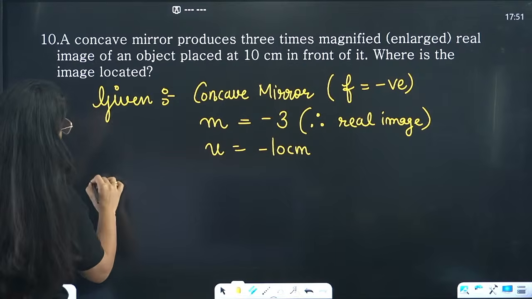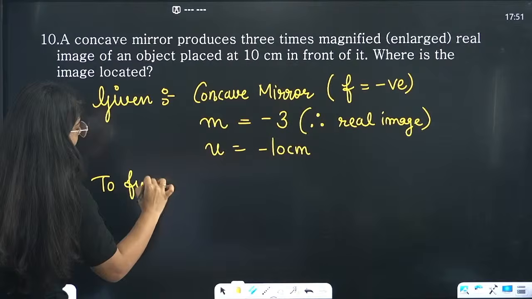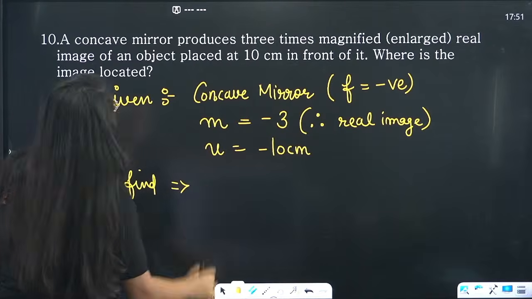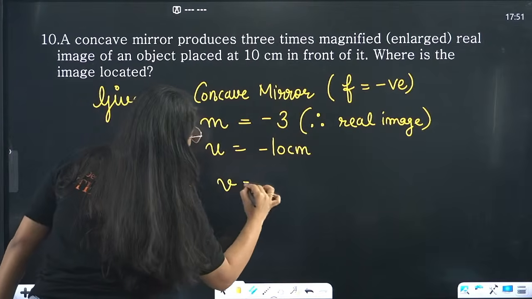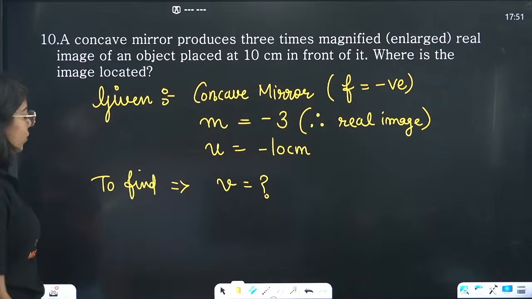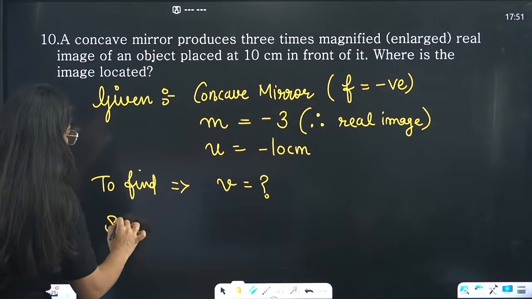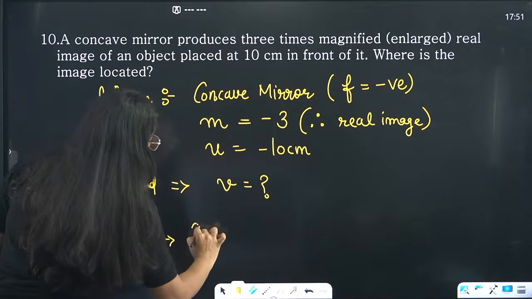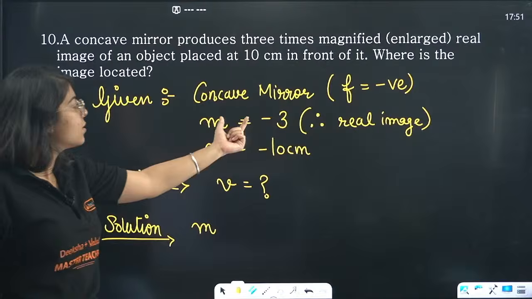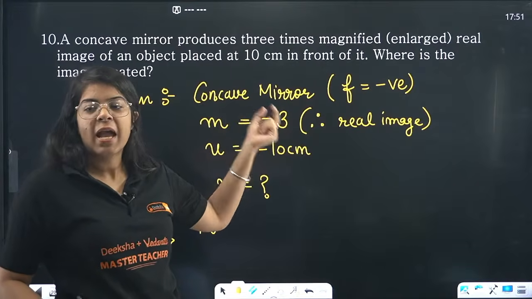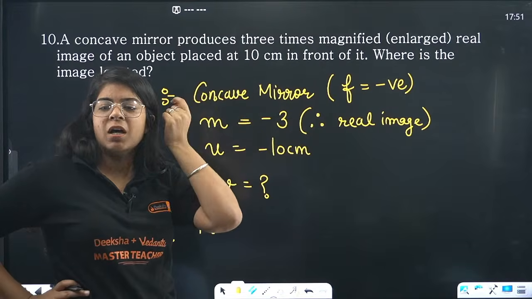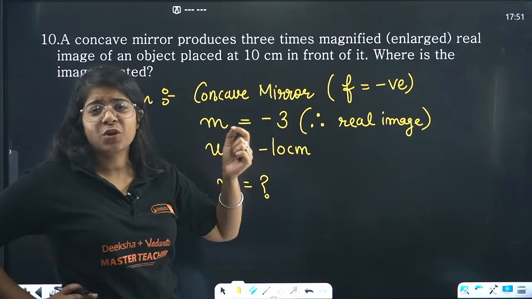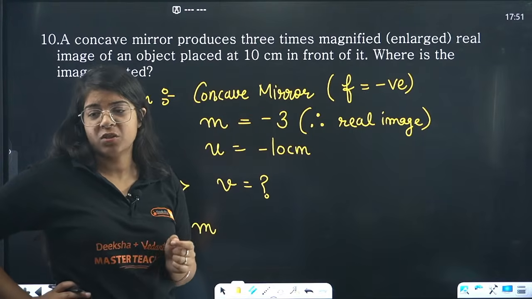we have to find, and that is what? Where is the image located? We have to find V, right? So let's move on to the solution. This one is a little easy, right? We'll just use the magnification. The only trick was this negative sign in this whole question. And these are the small tricks, things you need to remember.